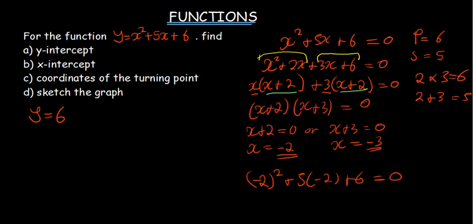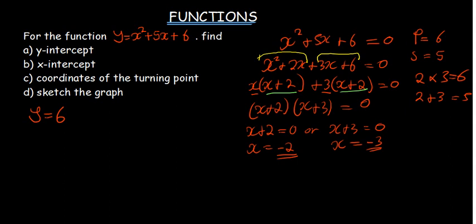So minus 2 squared is going to give us positive 4 plus, 5 multiplied by minus 2 is minus 10, plus that. So I can add this one and this one, that will give me 10. So 10 minus 10 gives me 0, meaning what we have done here is very much correct. Even if you try out the 3 as well, it still gives you 0.